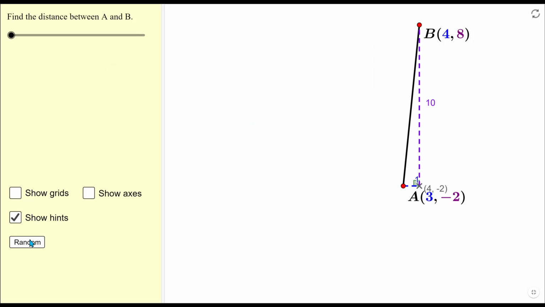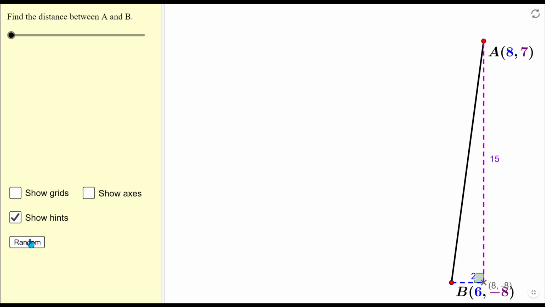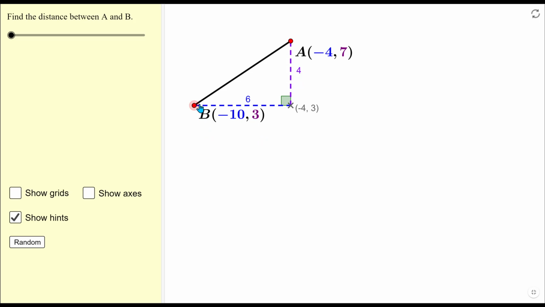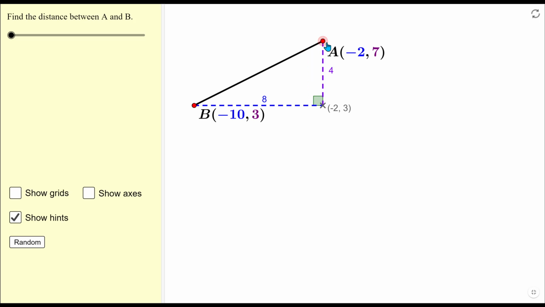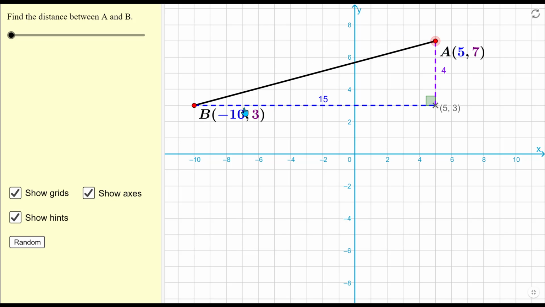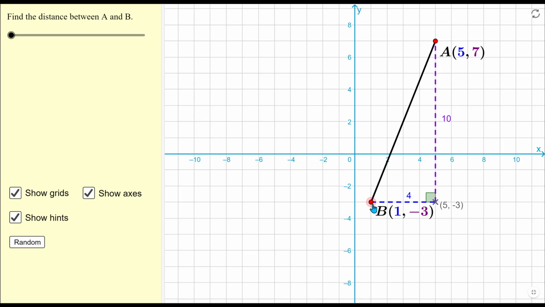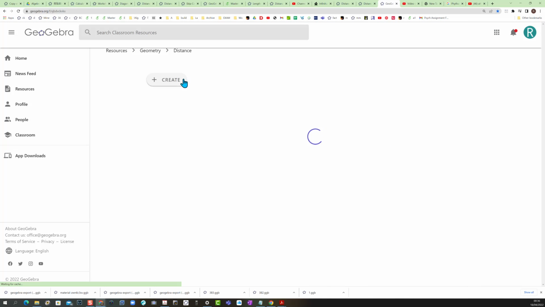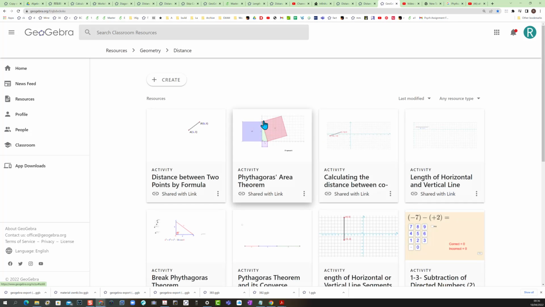Okay, we can set a random question, as many of them as you like, and try to do them, or we can just make up our own problems. Let's see what else the app has to offer. We can turn on the grid, and we can turn on the axis. And we can remind ourselves of the app we used earlier to calculate horizontal and vertical distances.